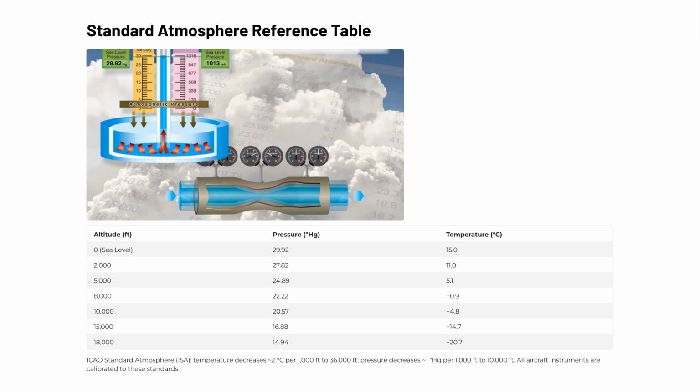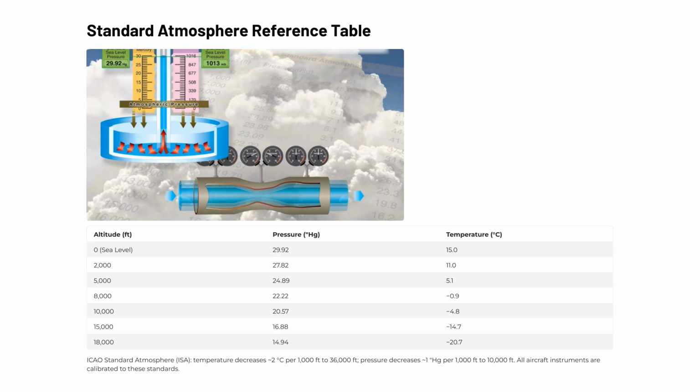Notice two key patterns in this data. First, temperature decreases at approximately 2 degrees Celsius for every 1,000 feet of altitude gain, up to 36,000 feet. This rate is known as the standard lapse rate. Second, pressure decreases at roughly 1 inch of mercury per 1,000 feet, but only up to about 10,000 feet. Above that, the rate of pressure decrease slows considerably.